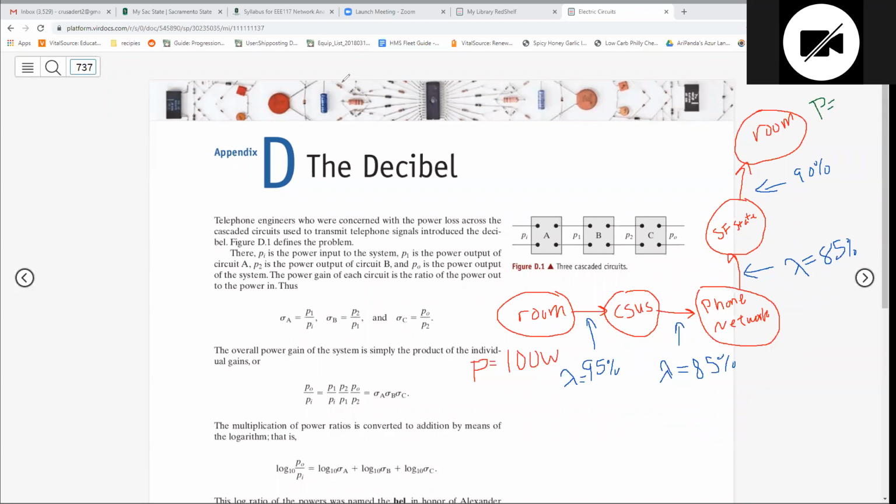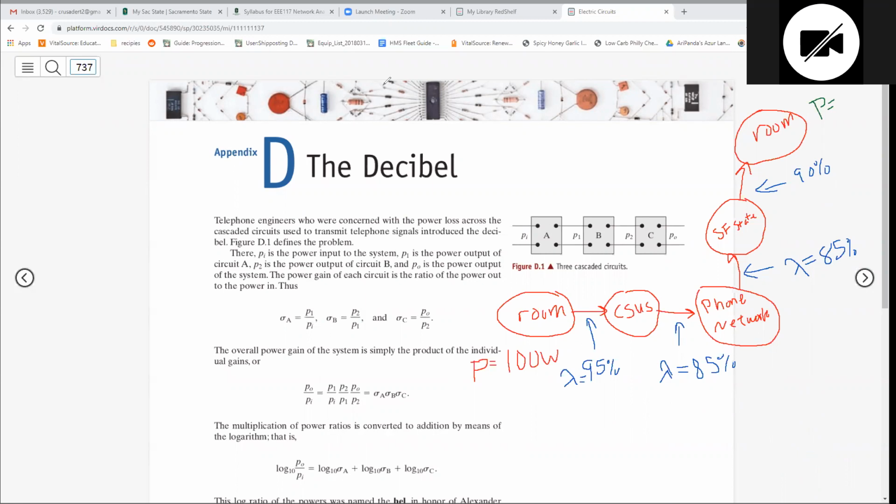Can we think about it maybe in opposite terms: 5% power loss here, 15% power loss here, 15% power loss here, and 10% power loss here? Can we just add them up? 5, 15, 15, 10, so it's 45% power loss. You can't. You have to actually recalculate this every single time. It gets to be a real pain in the butt, right? Let me show you the pain. Let's do it.